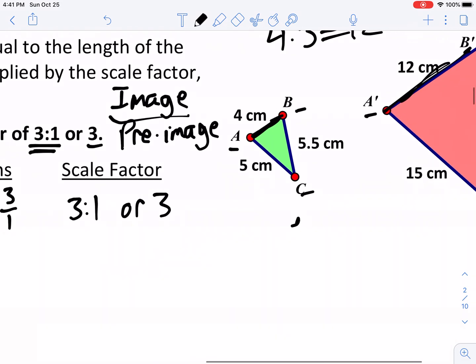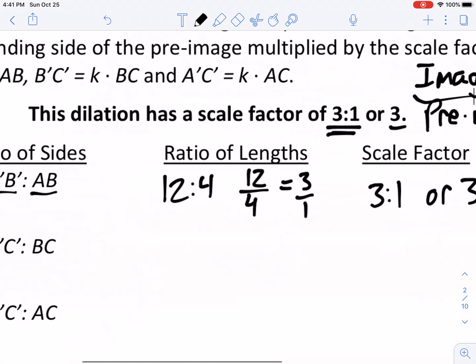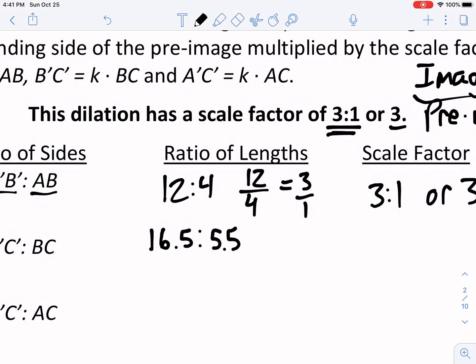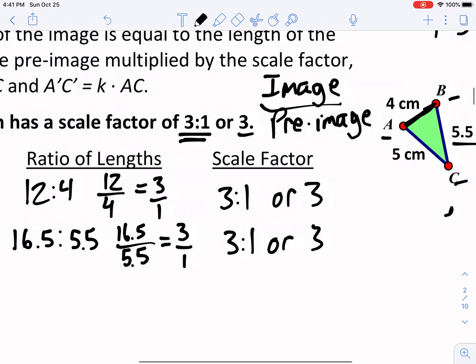Okay, if we look at B prime, C prime, B prime, C prime is 16.5, and BC is 5.5. So using that ratio, that'd be 16.5 to 5.5, or written as a fraction, 16.5 over 5.5. Well, we can reduce that. If you divide that out, you're going to get 3 over 1. So our scale factor is still the same, 3 to 1 or 3. Okay, so it's 3 times as large.